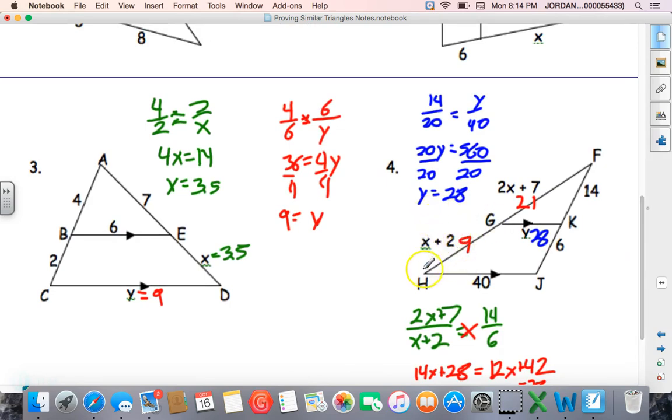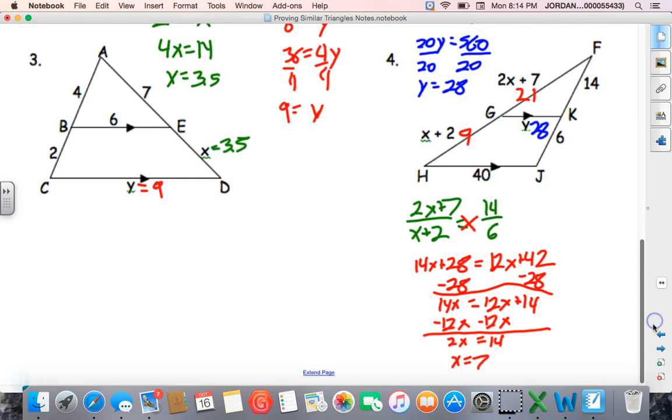So if x is 7, then GH must be 7 plus 2, which is 9. And then FG must be 2 times 7 plus 7. 2 times 7 is 14, plus 7 more is 21. So that's how we could find the lengths of those sides right there. Alright, so let's keep on cruising.